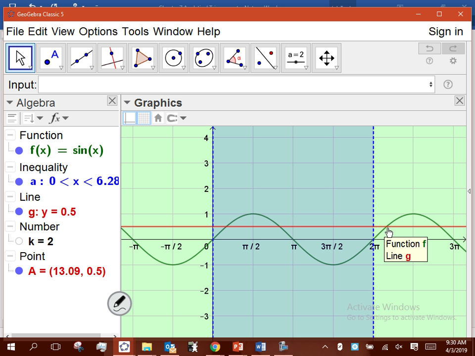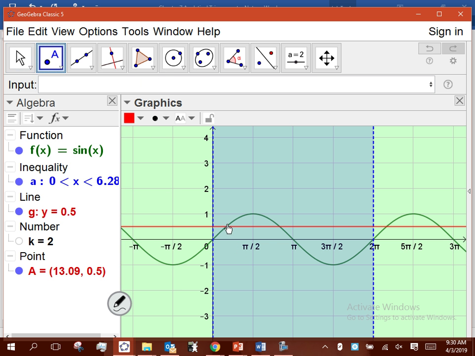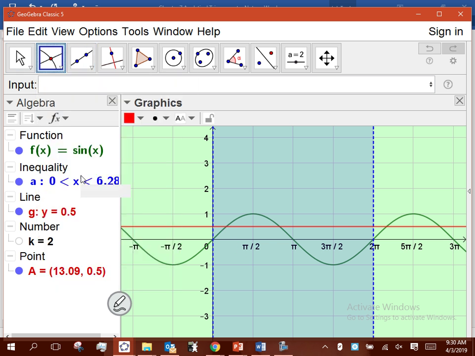Let's take this point right here. So let's do my intersection here. I want to do the intersection of that and that. It might take some time.